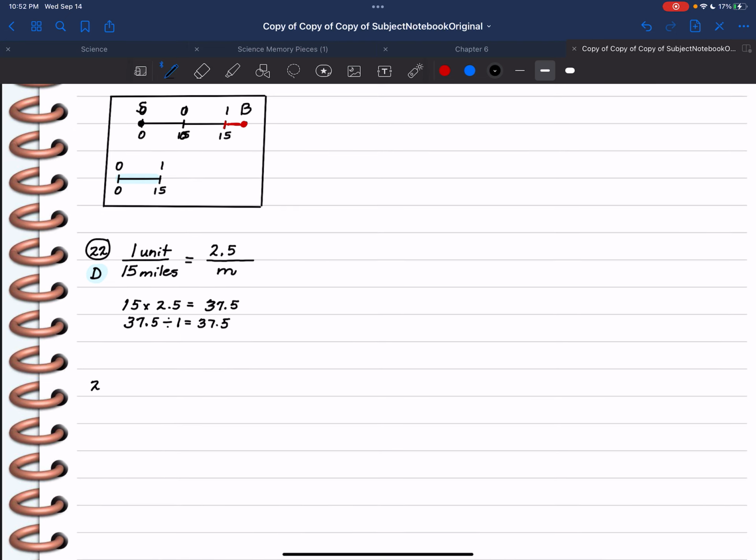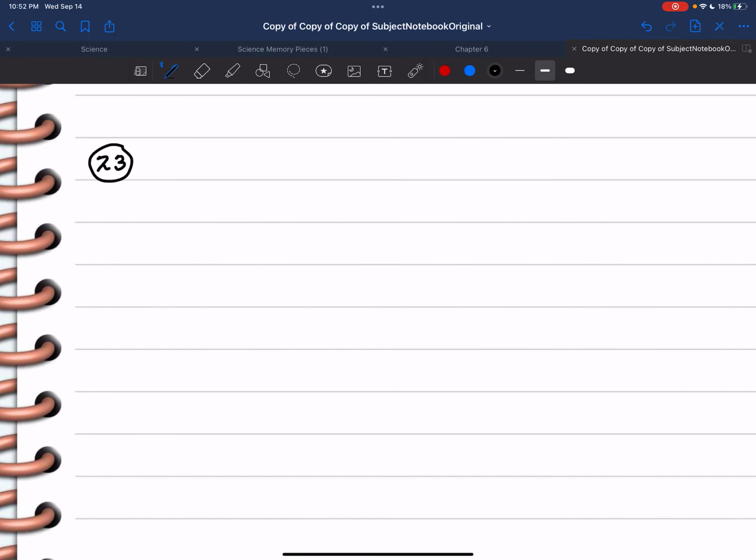Okay, number 23. Jessica is 5.5 feet tall and casts an 8-foot shadow during the day. So I'm going to draw Jessica. Try that again. So there's Jessica, and we know that she is 5.5 feet tall, and that her shadow is 8 feet.